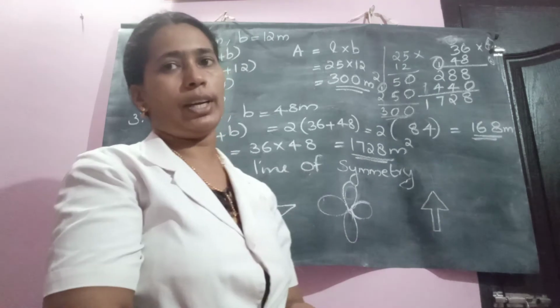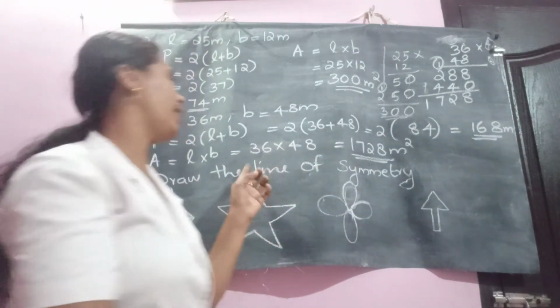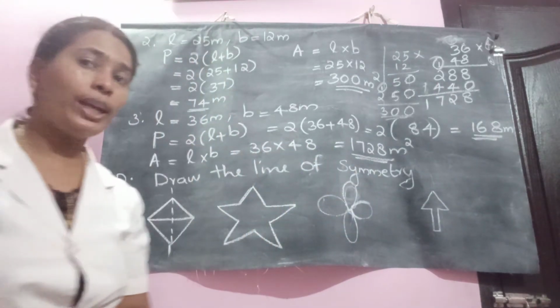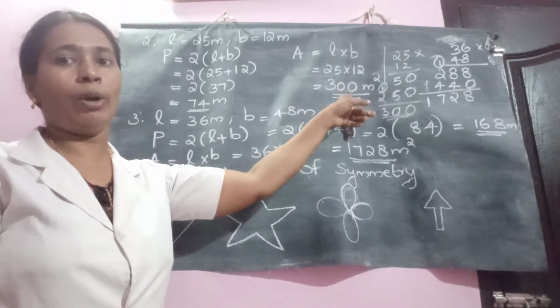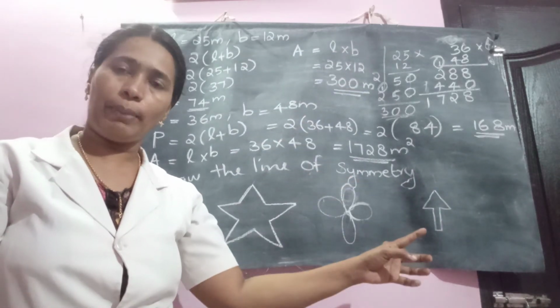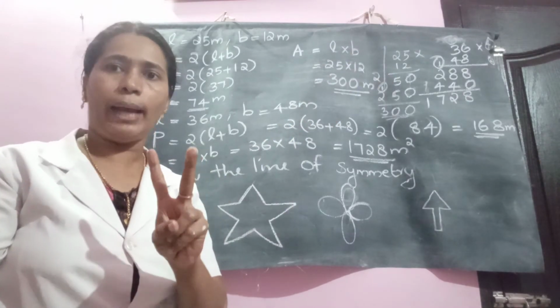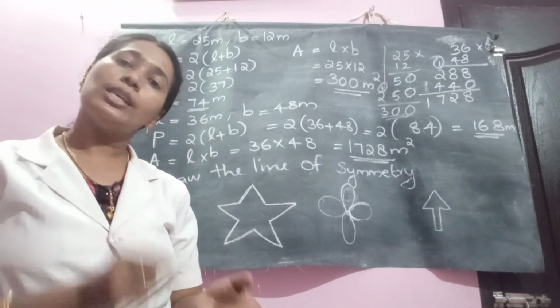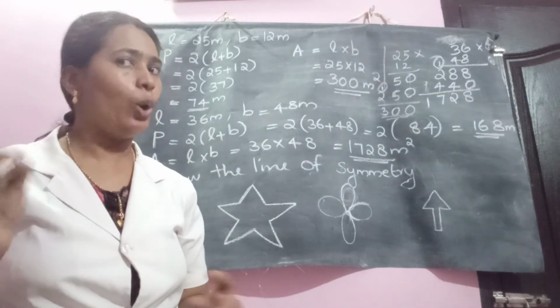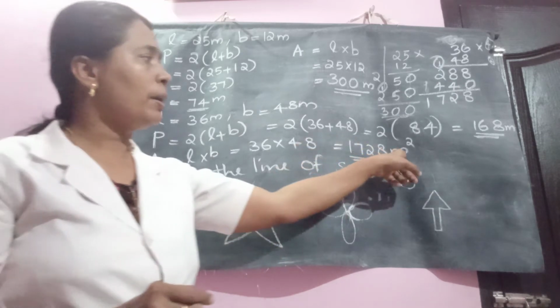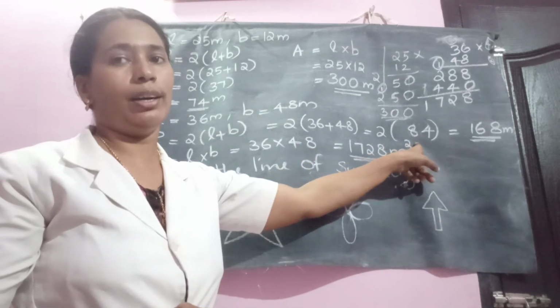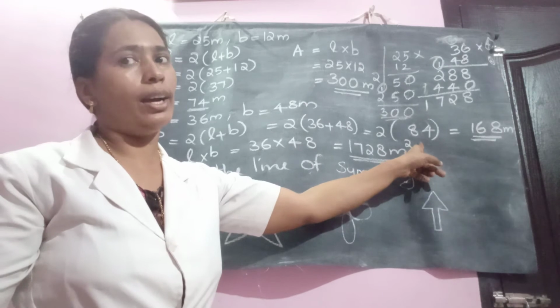Bring down this one. So 1728. What is the unit? Teacher forgot to say here also. Unit of area means meter is multiplied by meter. So either you can write square meter or what do you write? Meter square. Okay.